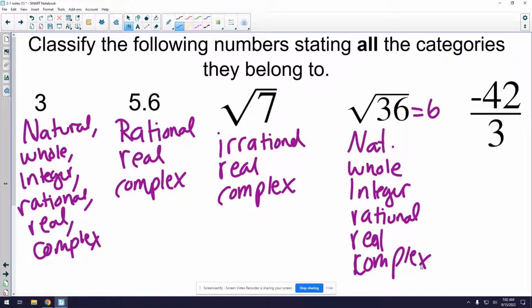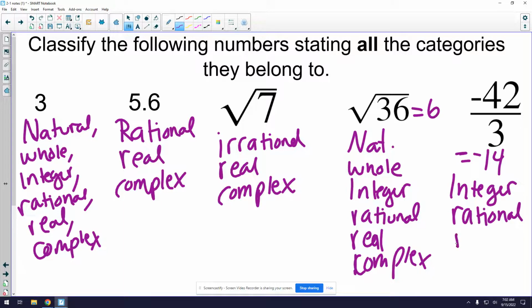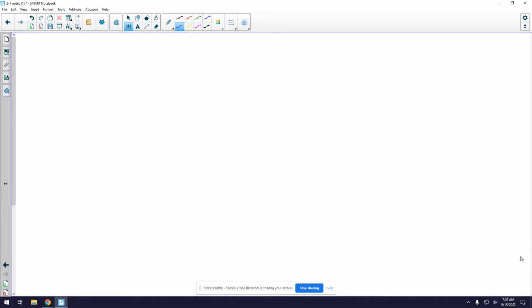And your last one, negative 42 over 3, which is the same as negative 42 divided by 3, which is negative 14. And because it's a negative number, it is not natural or whole, but it is an integer, which means it's rational, which means it is real, which means it is complex. And that is the end.